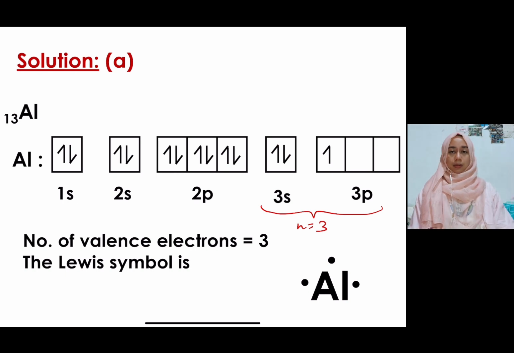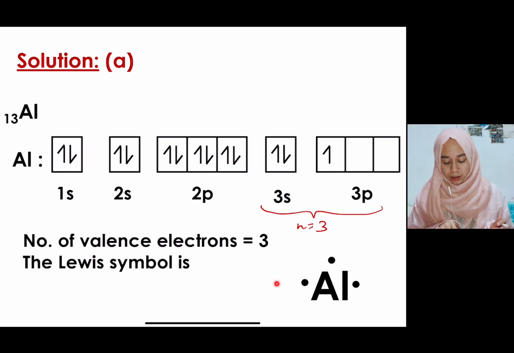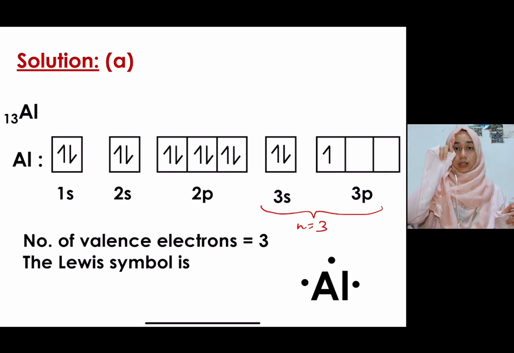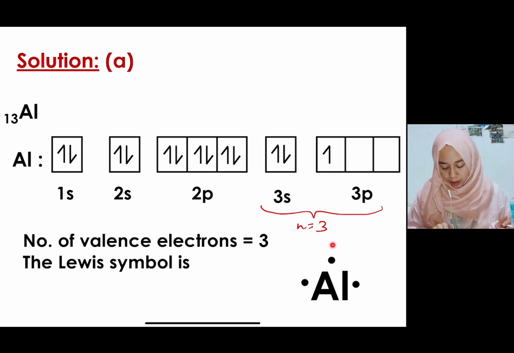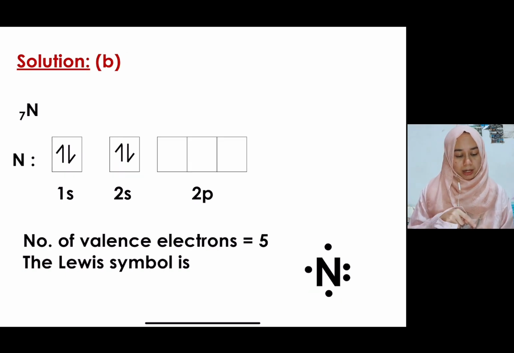So the Lewis symbol is macam yang kat sini ni. Okay, this one. So as you can see, dia tak isi terus pair kan, dia isi satu-satu setiap side tu. Ada 1, kat sini ada 1, and then 2, 3. Okay, make sure kamu lukis satu-satu dahulu dekat setiap side, kemudian baru kamu pairkan dia. Okay, and then let's say kita tengok nitrogen.